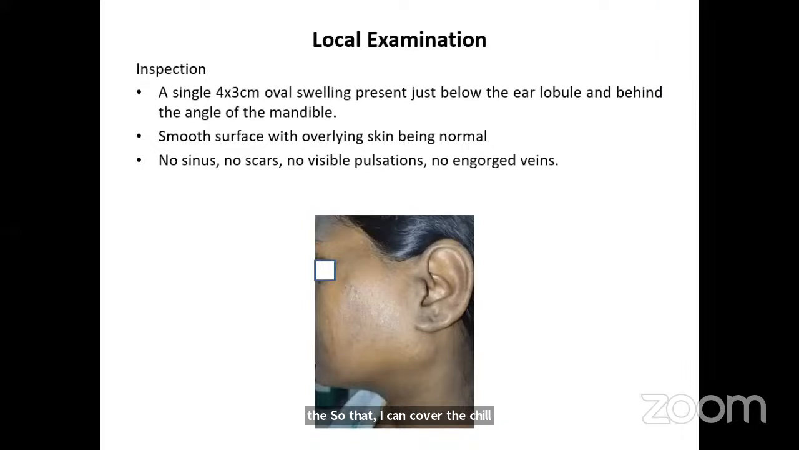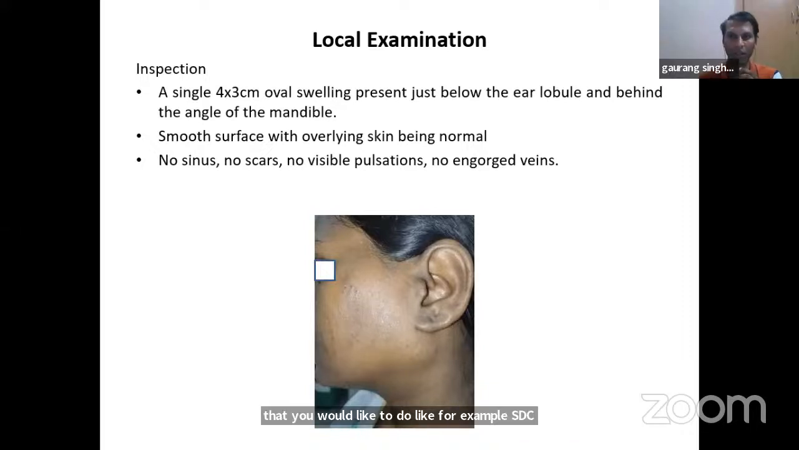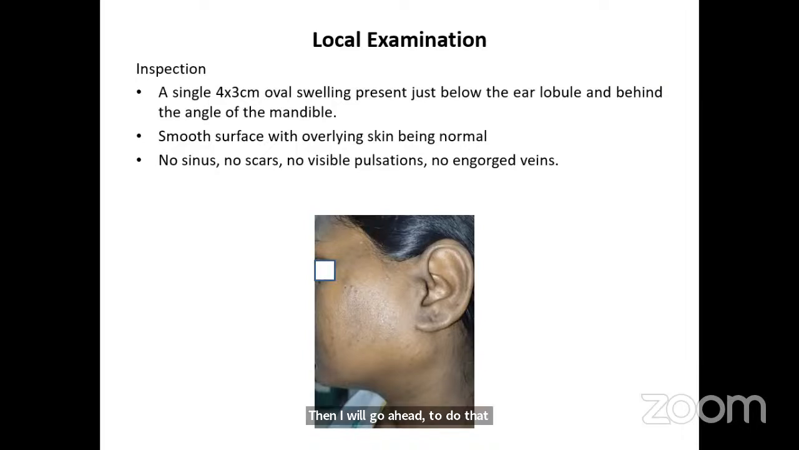So you're saying high-grade malignancies? I didn't understand. Are you specifying any malignancy that you would like to do it for? Like, for example, SDC? No, sir. I'm just saying that in case the FNAC comes out to be a high grade, then I will go ahead to do a PET-CT. Otherwise, for this case. But FNA is reported by Milan.